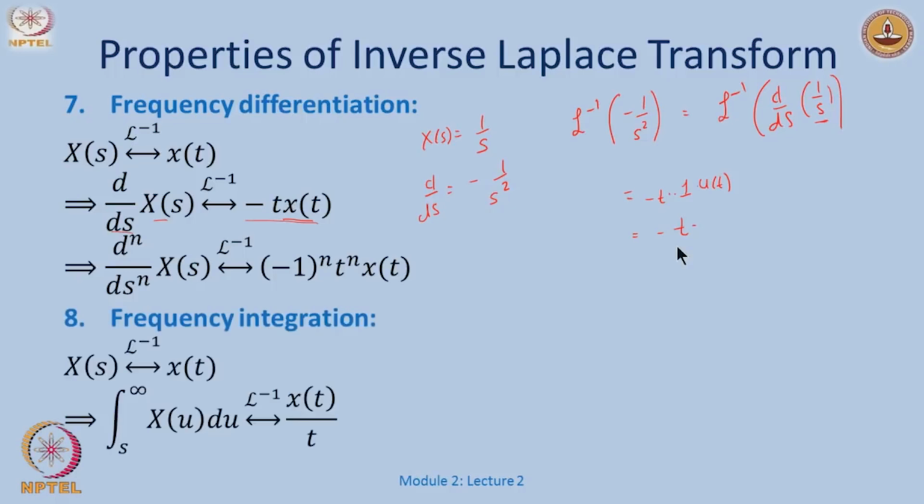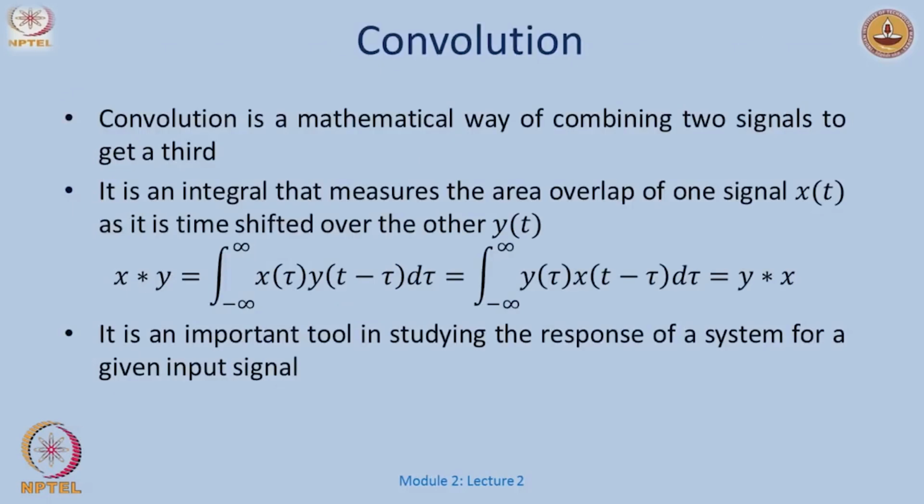Okay. And similarly with the frequency integration. I have X of s again going to x of t, and the integration from s to infinity of X of u will again go back to a signal like this. Again I will not do an example for this, but it is straightforward to verify. Once we know property number 7, property 8 is easy to verify.